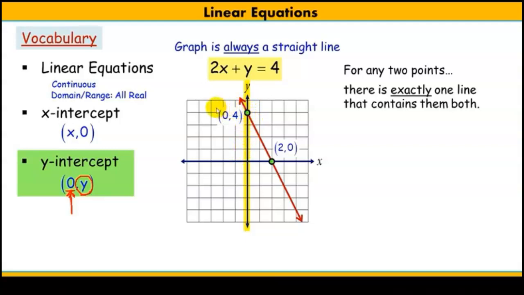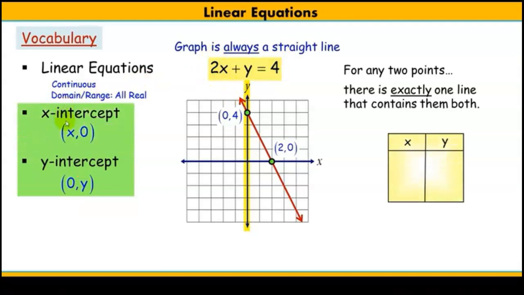But remember, this is a point that is on the line, and this x and y satisfies this linear equation. So if we do have 2 points that we know are on the line, and we know that 2 points define the line, it makes it a very easy way to graph.